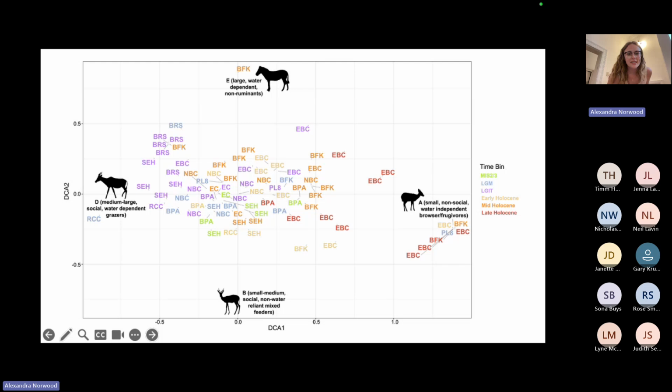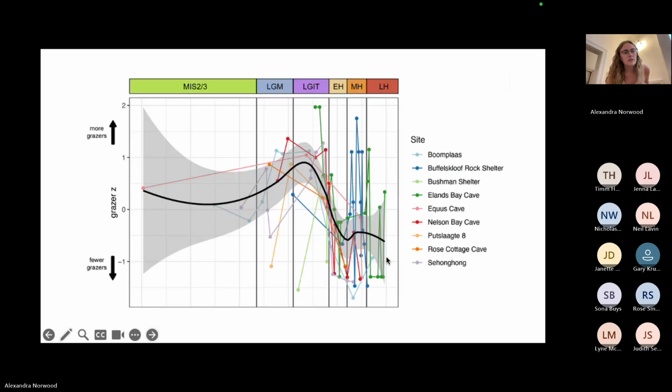Here's another way to visualize that. This curve through time, which is a little bit easier to look at, shows us our proportion of grazers. We see it go up and then plummet down in the Holocene as it's getting warm, right? This huge drop in grazers makes us think that there's probably a huge drop in grass, right? That these grazers are disappearing because they don't have grass to eat.